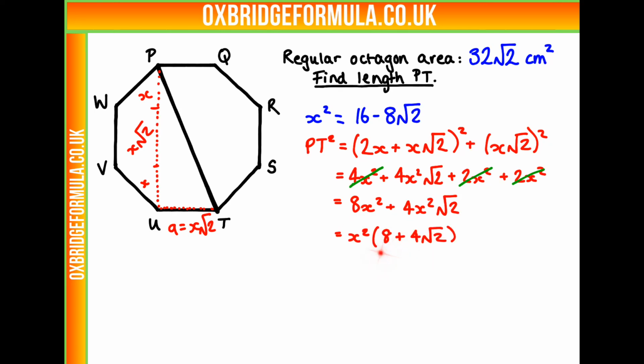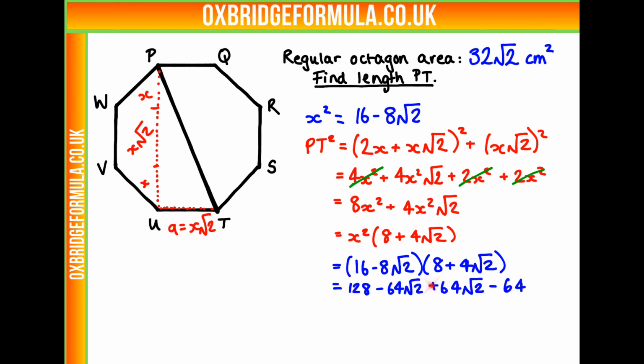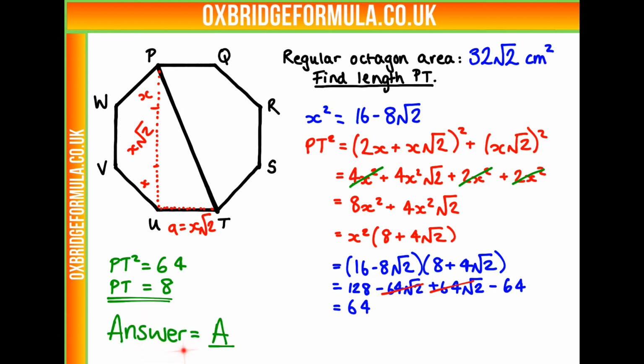We can then take out our x squared to get x squared times 8 plus 4 root 2, and then we can substitute in our x squared here. So we're going to times these two brackets together, so times each term by the other one, and that gives us our 128, so 16 times 8, minus 64 root 2, 8 times 8 root 2, plus another 64 root 2, minus 64. And again, we can group our terms together, cancel this out to give us an answer of 64. So PT squared equals 64. That must mean PT equals 8. So our final answer is answer A.